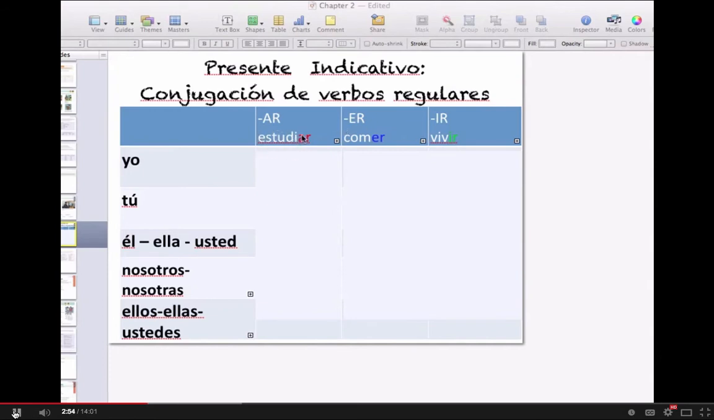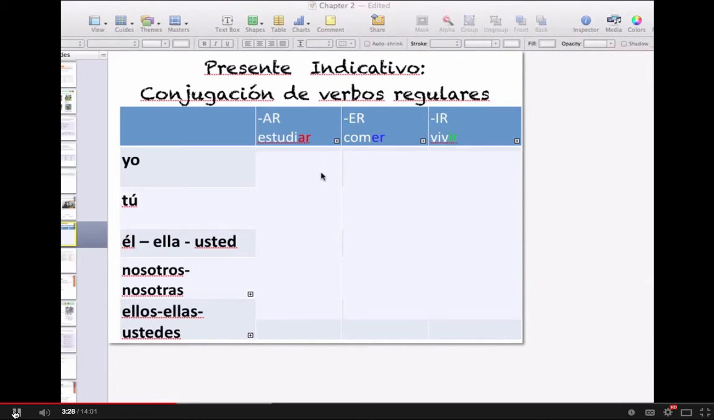This is a root. The white part is a root. The colored part is the ending. Okay, so this is a root, this is the ending, this is a root, this is the ending. Regular verbs don't change the root when they conjugate. They change the endings for each of the persons, and all regular verbs conjugate the same way. All regular verbs that end in ar are going to conjugate the same way. All regular verbs that end in er are going to conjugate the same way, and the same with verbs that end in ir.